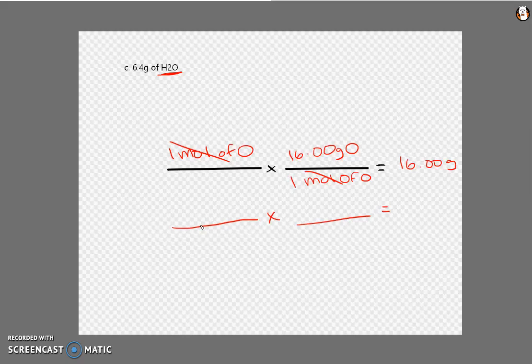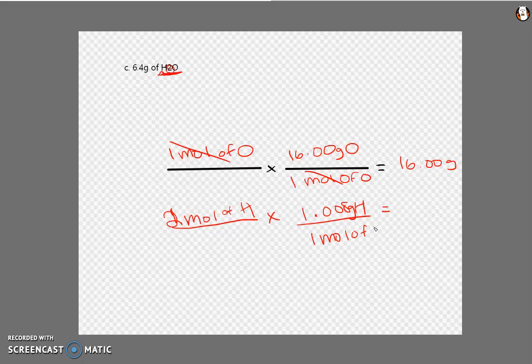And then for H2 it would be, oh, sorry, 2 moles of H because there's a 2 next to the H. And then you would do 1.008 grams, and then it would be over 1 mole of H, and then you would multiply 2 by 1.008 and you get 2.016 grams, and then you would add the both of them and you get 18.016.